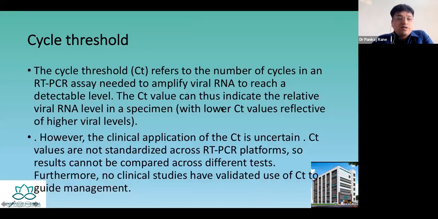Now this is a very important topic that I need to highlight. आता प्रत्येक पेशंट आपल्याकडे येतो आणि ते सिटी व्हॅल्यू दाखवतो टेस्टच्या. सर माझी सिटी व्हॅल्यू 19 आहे, 22 आहे, आता काय करायचं? So what is this CT value?